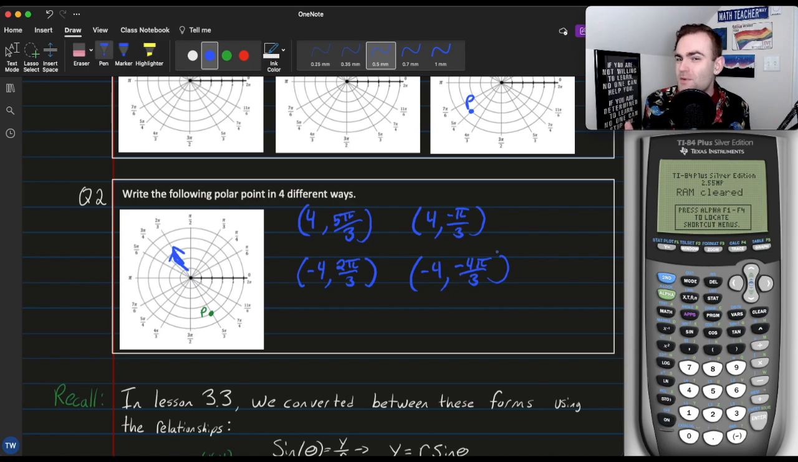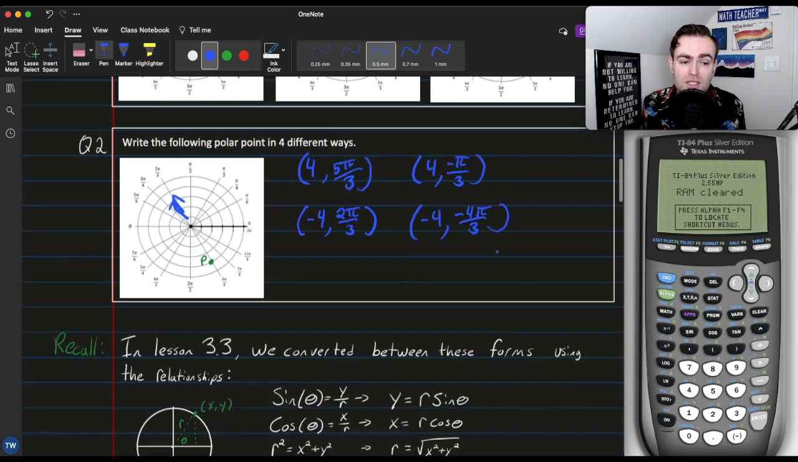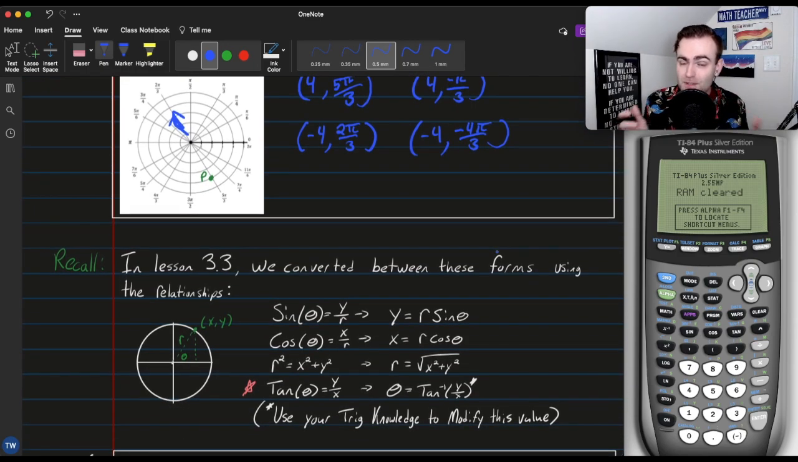But the conversion's where the fun really happens. So in lesson 3.3, we learned about converting these 2 different ways. Whether we realized it at the time or not, and I think I did foreshadow it, we can use this diagram here to really build up our ways of converting. Well, how do I get the y-coordinate using r and theta? Well, y would be r times the sine theta. X would be the r times the cosine theta.